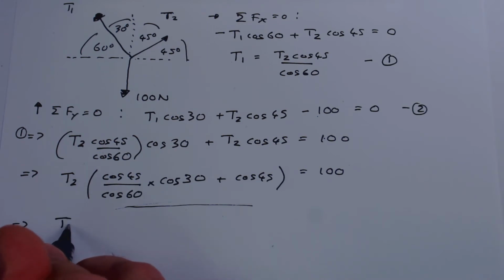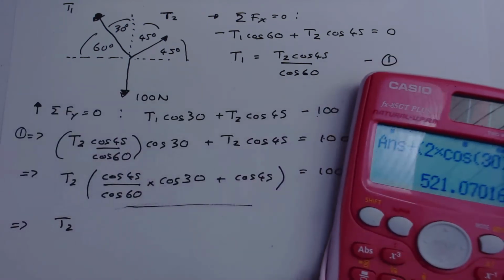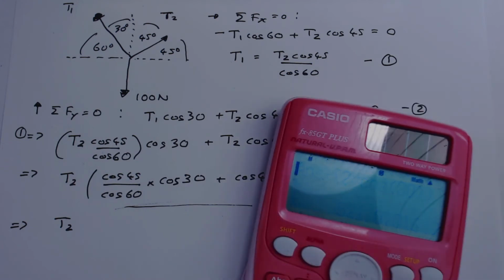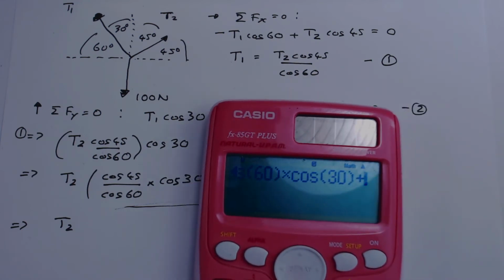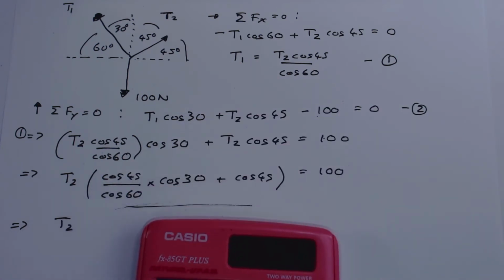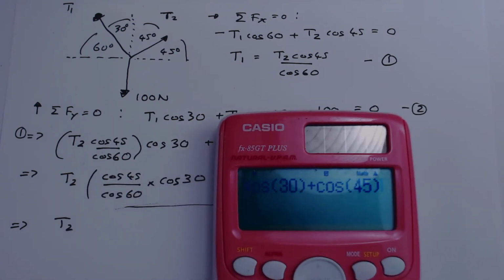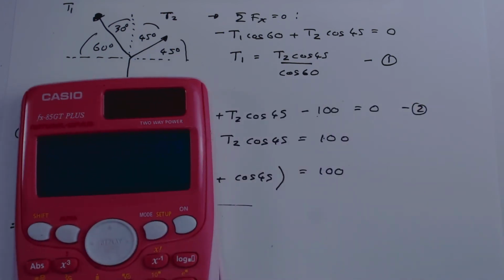So T2 multiplied by cos 45, using my calculator, divided by cos 60, multiply it by cos 30 plus cos 45. So that's close the bracket. So that is all that expression stuck into my calculator. So let's hit equal.